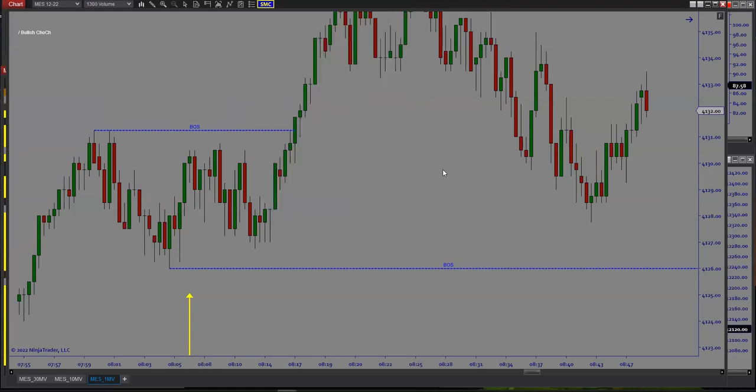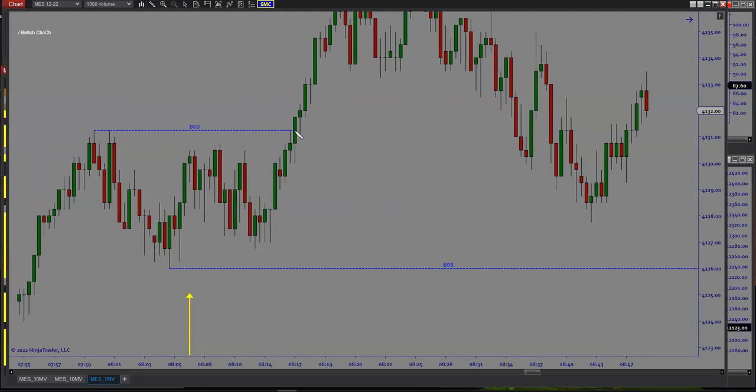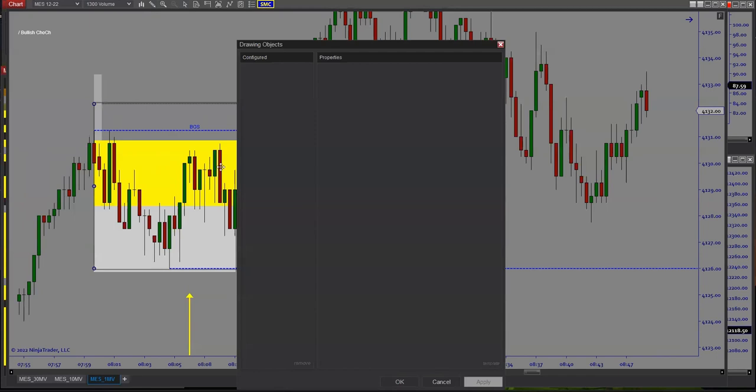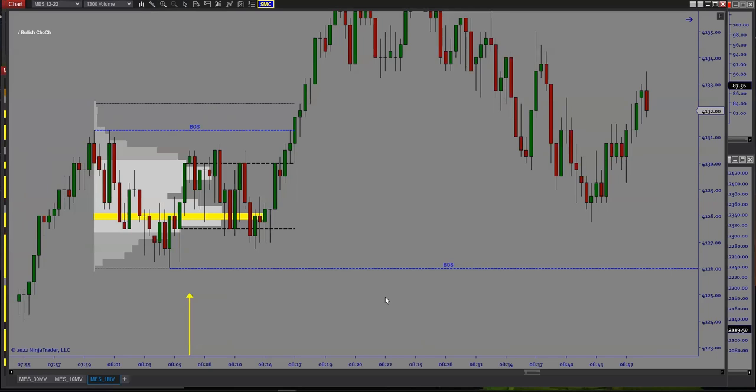Now, what I do is, for this example, I'm going to take a volume profile. I'm just going to draw a profile around that rotation. Now I got to change the settings in here because this is the S&P on a 1 minute. This is a 1 minute volume chart of the micro S&P. This is a 1300 volume contract. Okay, 1300 volume.